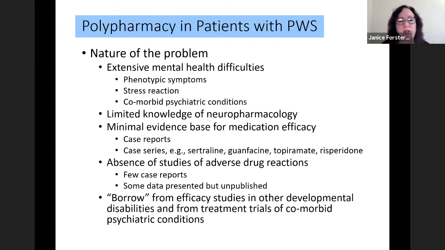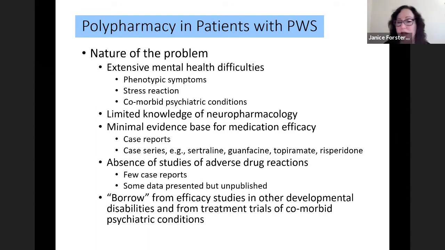So we heard yesterday about the issue of polypharmacy in patients with Prader-Willi syndrome. This is an extensive problem. It is definitely related to the mental health difficulties that our individuals have as a result of their phenotypic symptoms, their propensity to stress sensitivity, and comorbid psychiatric conditions.